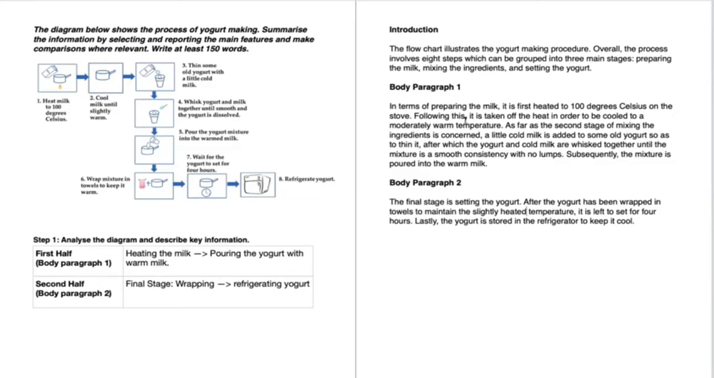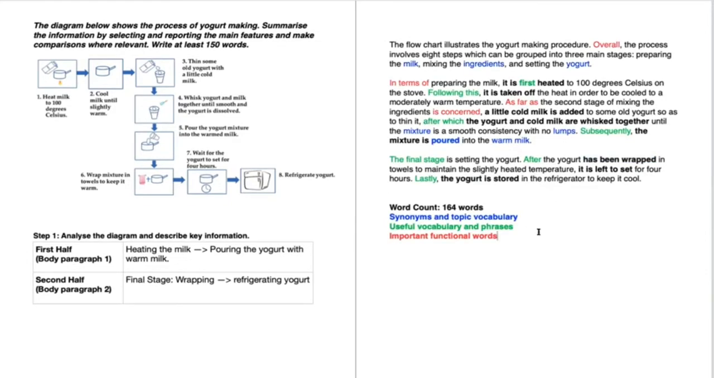Now, this is our essay. I'm just going to clean it up a little bit so we can examine the language and look at the grammar. Okay, and here is our final product. I've eliminated the headings and I've also color-coded it, which we're going to look at together. Now, first off, the word count is 164 words. That's great for this question type.